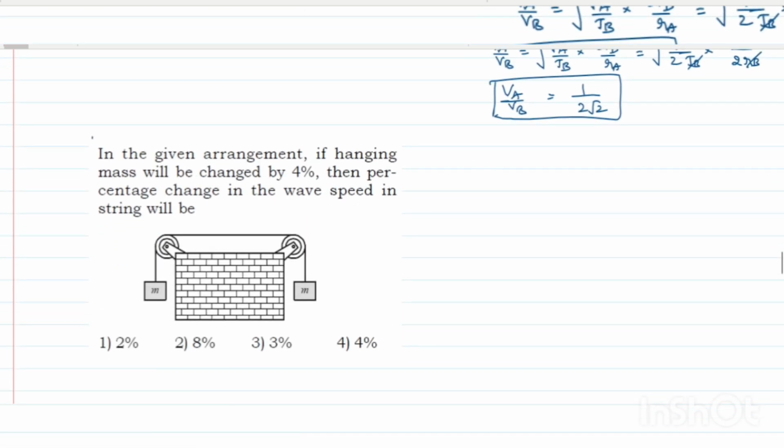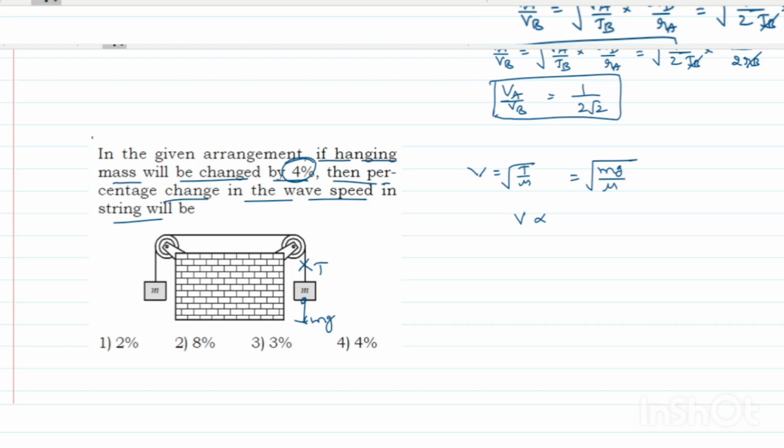Let us see the next question, students. In the given arrangement, if the hanging mass is changed by 4%, they are asking for the percentage change in the wave speed of the string. The velocity of the wave is v = root over T by mu. The tension is balanced by the weight of the body, so T = mg, and v = root over mg by mu.